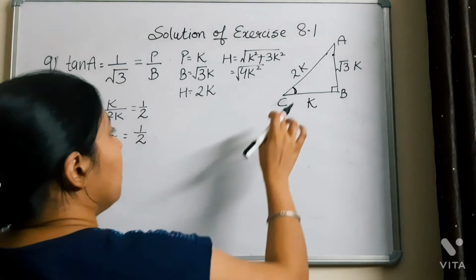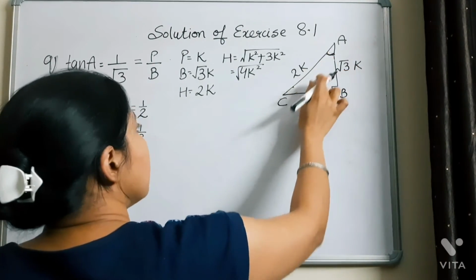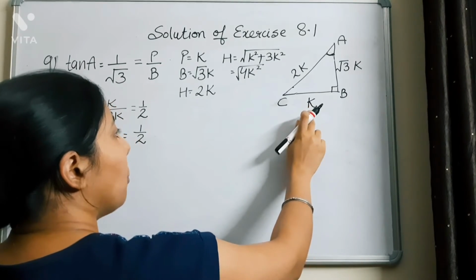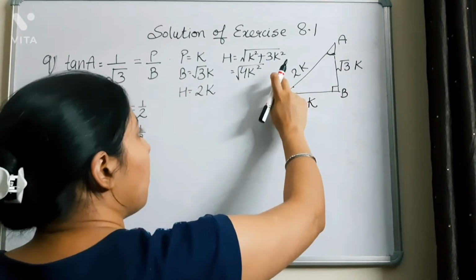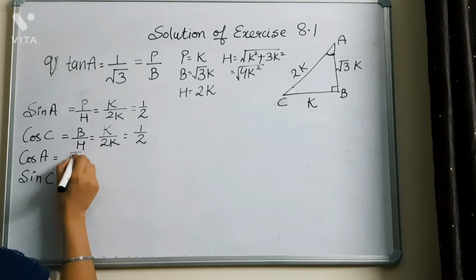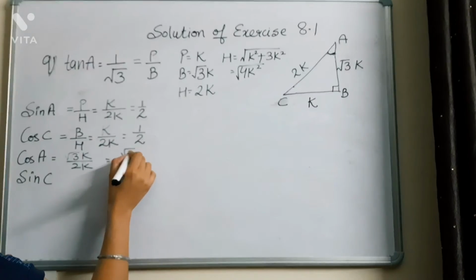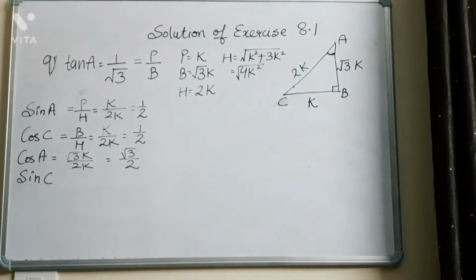Cos A, for cos A, again the angle shifted to here and this side will behave as a perpendicular, and for cos I will be taking base upon hypotenuse. So base will be root 3k upon 2k, and on solving this you will get root 3 by 2.